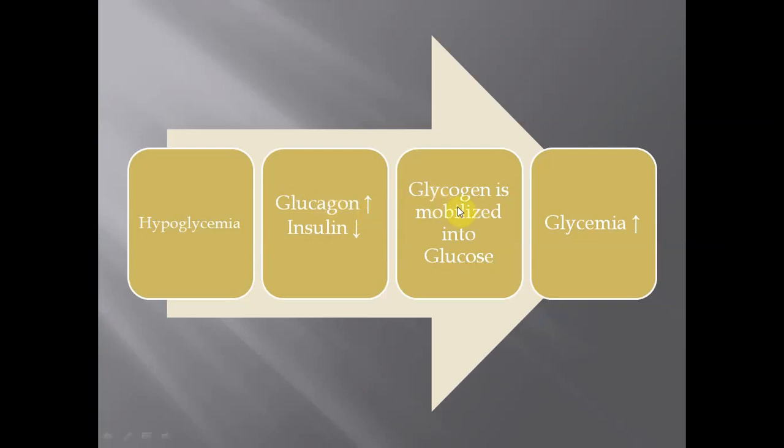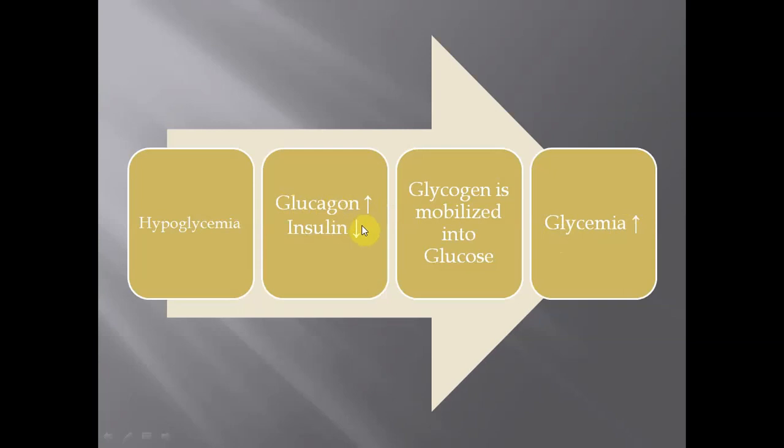This will lead to the mobilization of glycogen into glucose, leading to an increase of glucose and thus leading to an increase in the glycemia, which means that glucagon is a hyperglycemic hormone because glucagon increases glycemia.